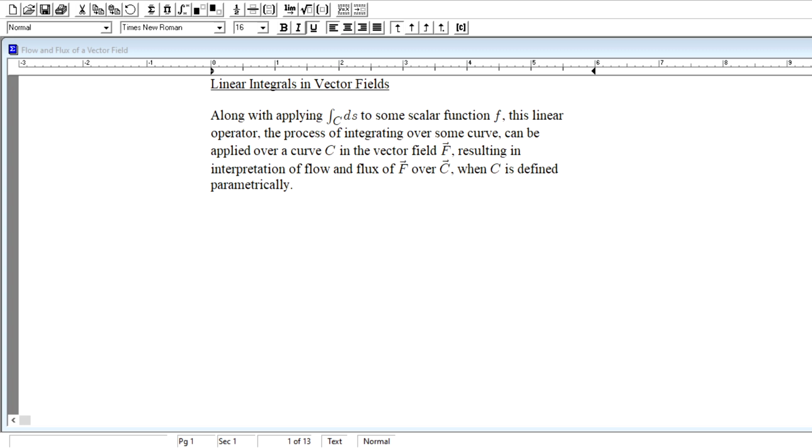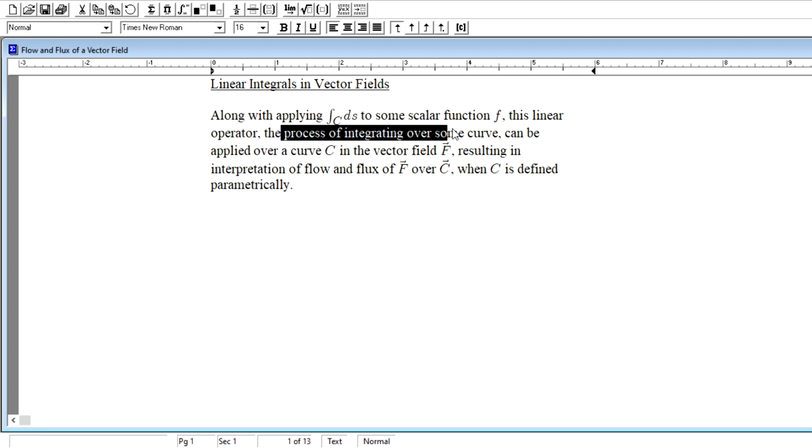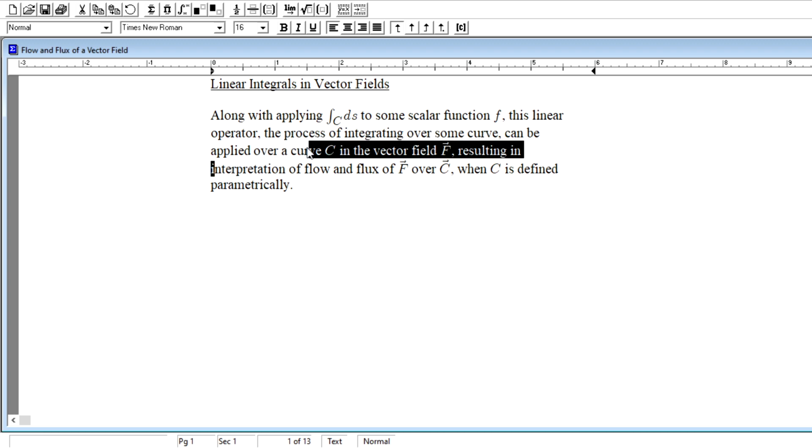What we open with is just noting that along with applying the line integral operator, what we understand now as the line integral operator, to some scalar valued function little f, this operator, which represents the process of integrating over some curve, can be applied over a curve C in the vector field F bar, resulting in a couple of different interpretations we're going to see.